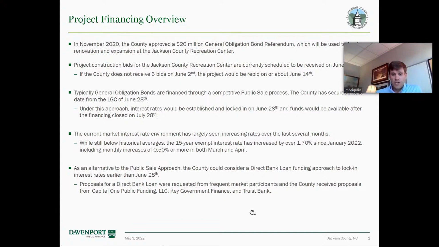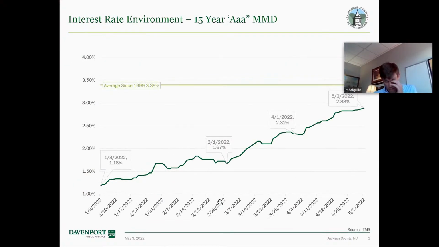So what I'd like to do is walk you through some of the key considerations of these proposals that we received, and I'll let you know where Webster Bank stacks up amongst these interest rates as well. We do have a bit of a bigger picture on the interest rates on page 3 for you in this graphic.